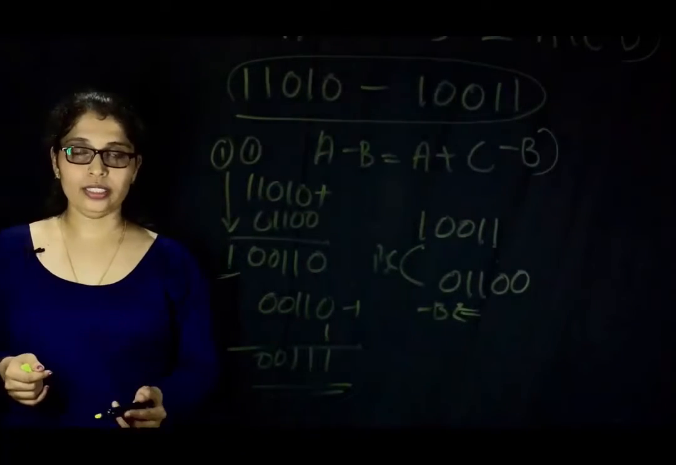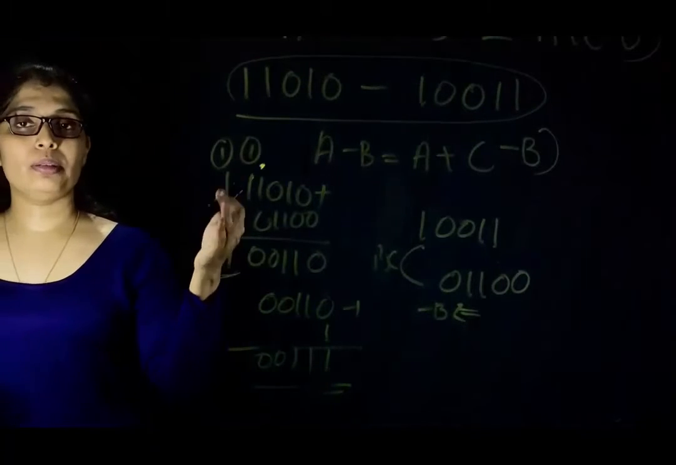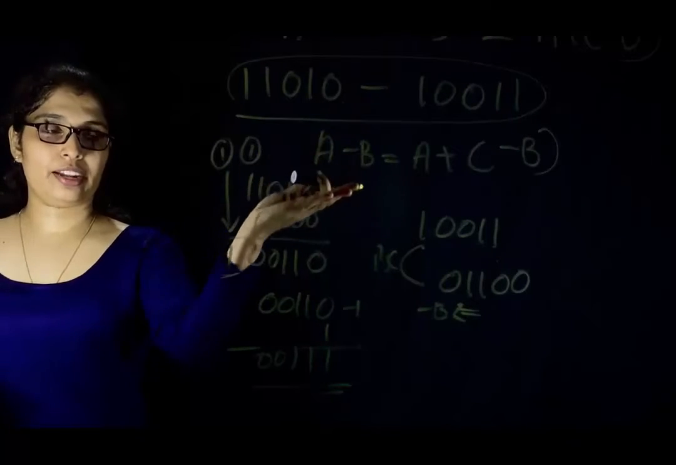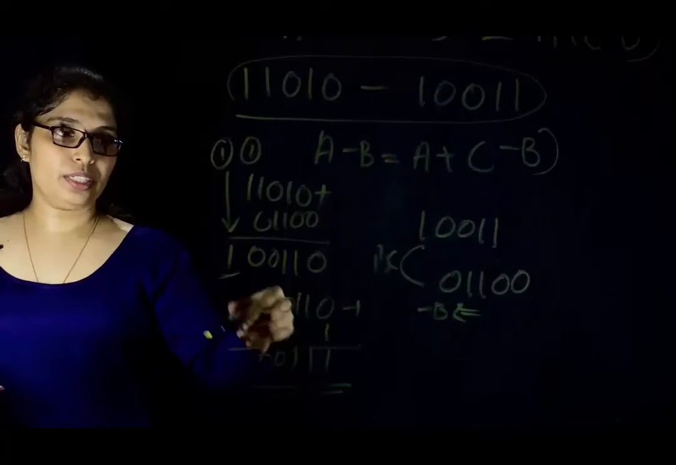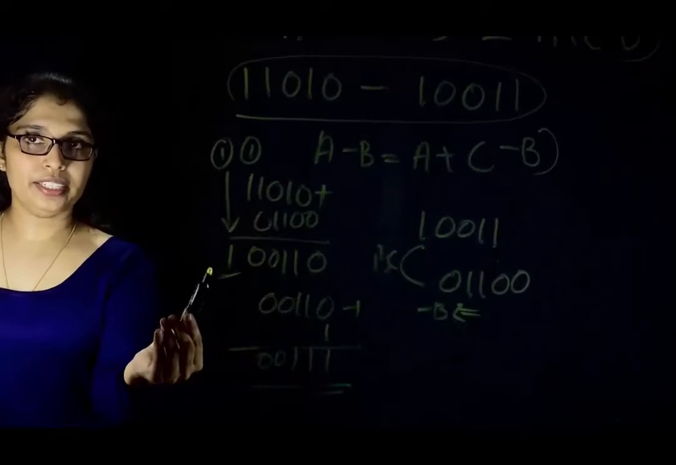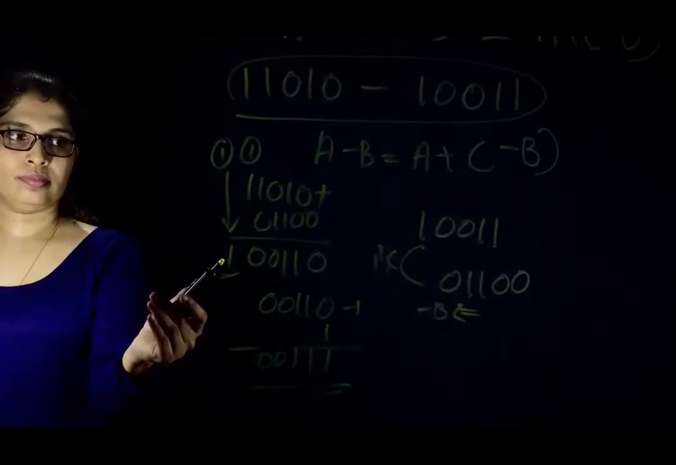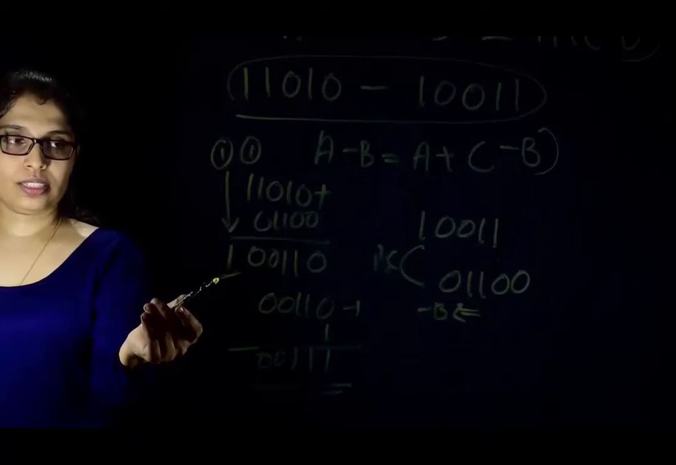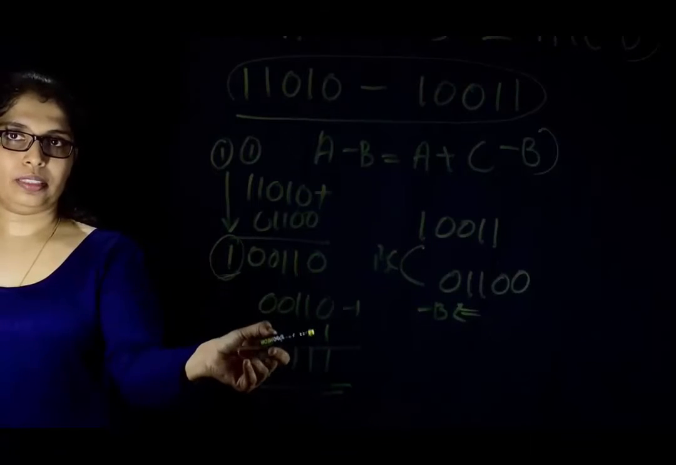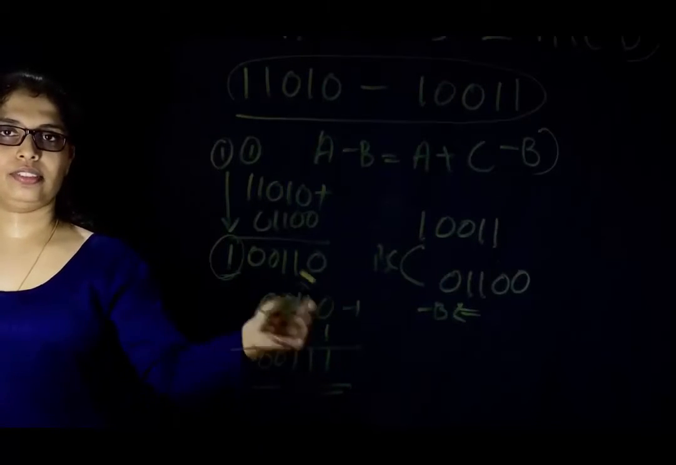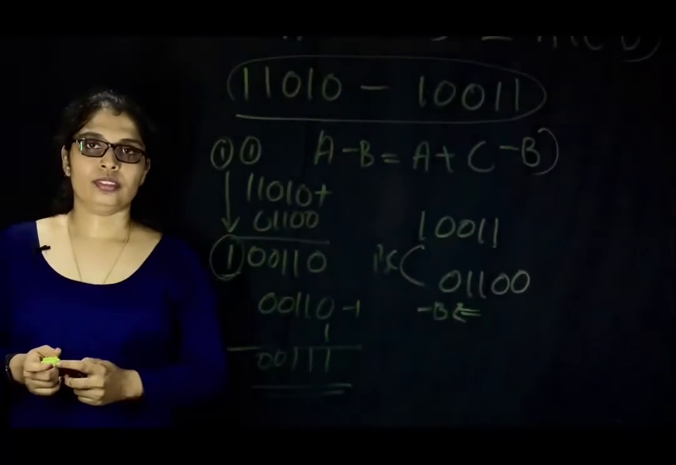Note that point. In case of 1's complement subtraction rule, after performing this A plus minus B operation, if an end carry occurs, simply add that end carry with the remaining bits. Then we will get the exact result. This is the rule.